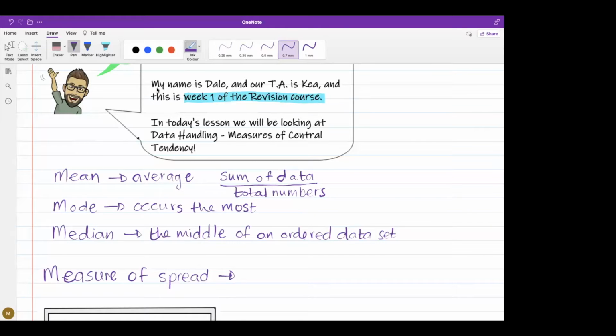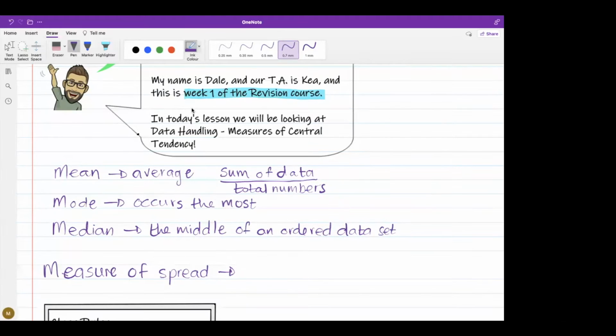Ma'am, the measures of spread tells us how far apart the data values are in a data set. That is a fantastic answer. Well done. So how far the data is spread, and how do we work that out? How can we show that spread? What do we calculate? Any takers?